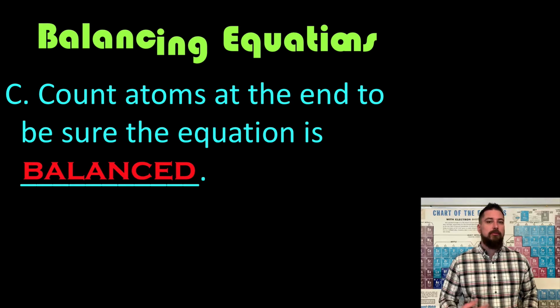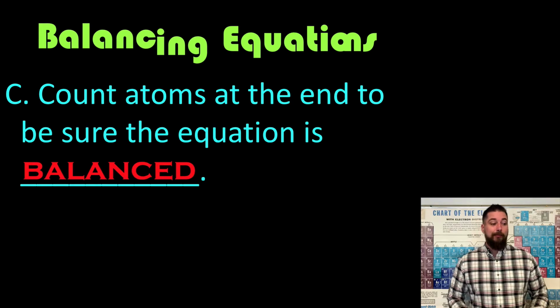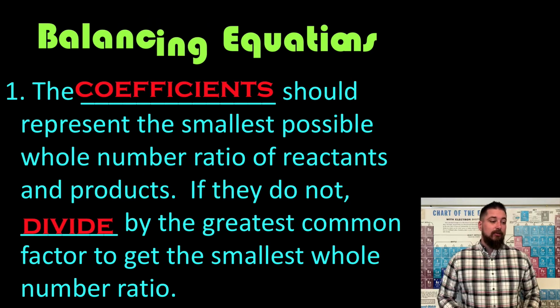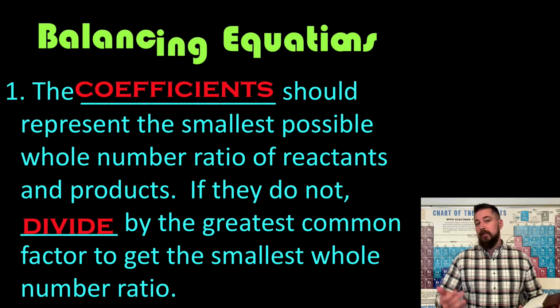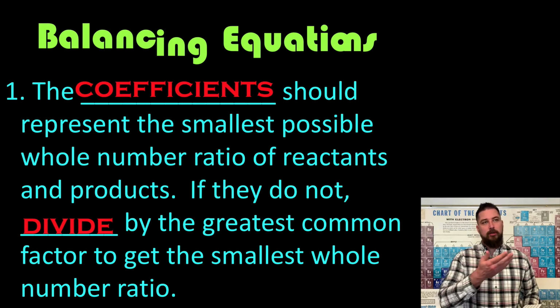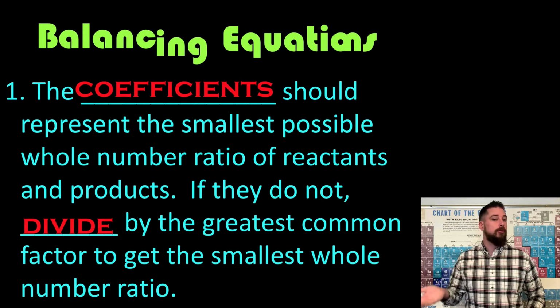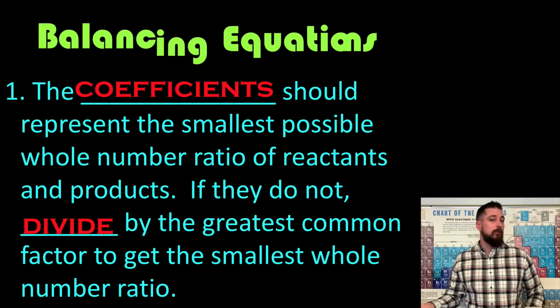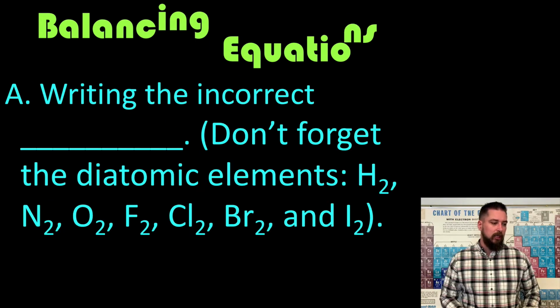All right. After you've balanced everything, you want to double check that everything is balanced. Just go back and make sure that you've got the right number of atoms on each side. Now, the coefficients should also represent the smallest possible whole number ratio of reactants and products. And if they don't, just divide them and simplify them down. For example, if our coefficients are 2, 4, 2, a 2, 4, 2 can reduce down to 1, 2, 1.